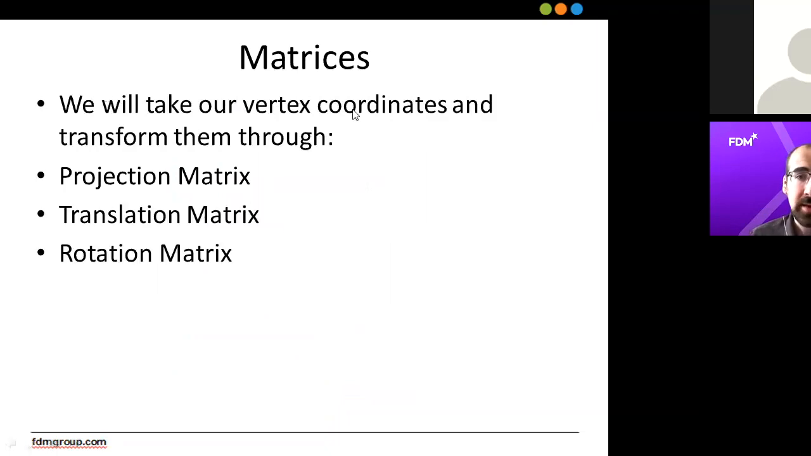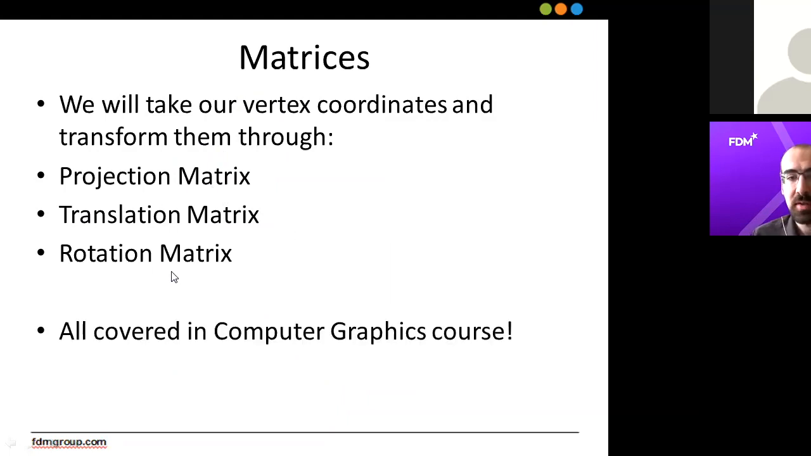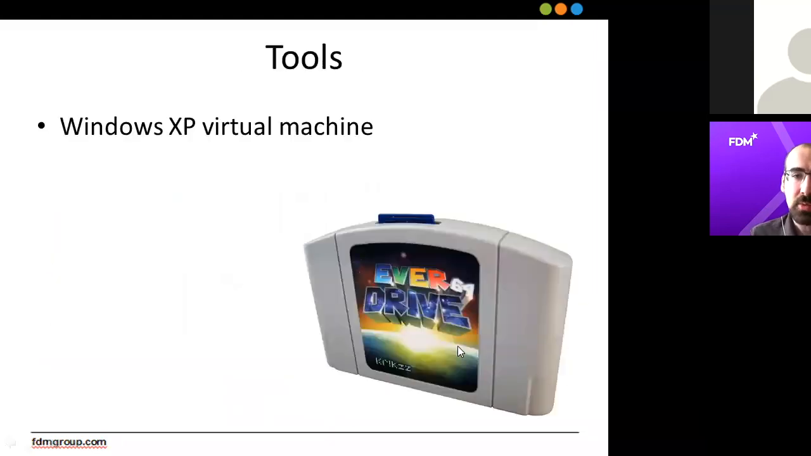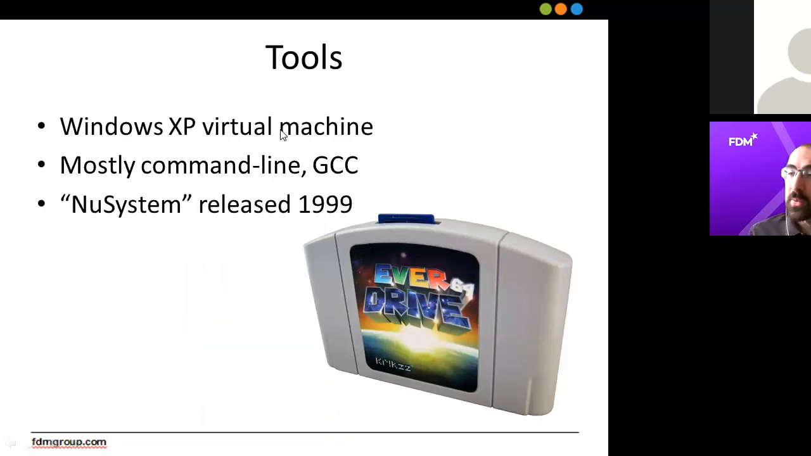So we will take our vertex coordinates and transform them through the projection matrix, the translation matrix, and the rotation matrix. All this was covered for me in CPS, I think 621 or something like that. Some of the tools I'm using here, I'm actually writing in a Windows XP virtual machine. I'm not sure if this is possible in Windows 7 or 10 or 8, but the emulator is nothing new. That works in Windows 10.